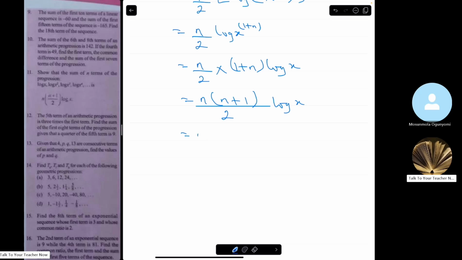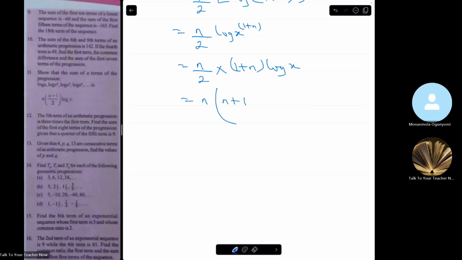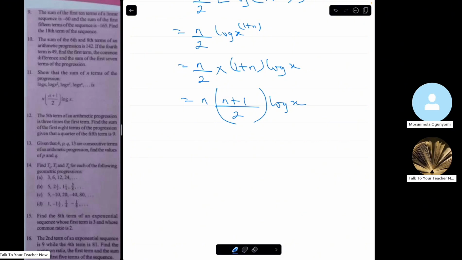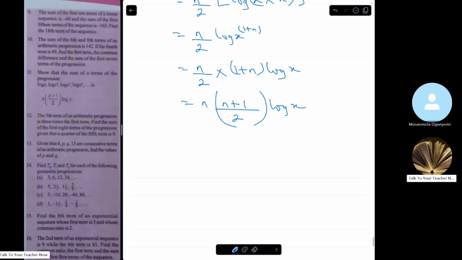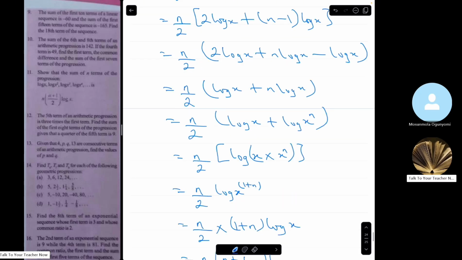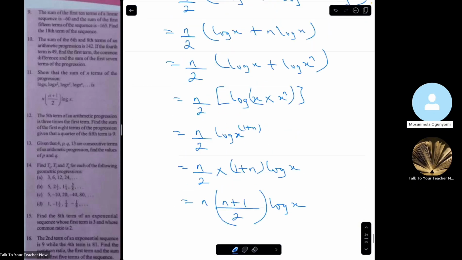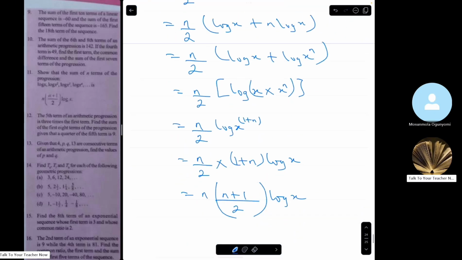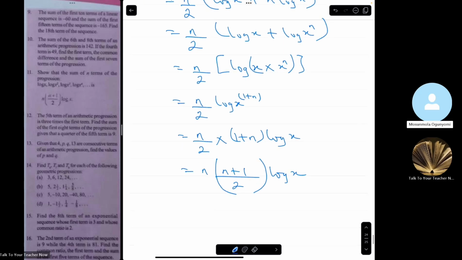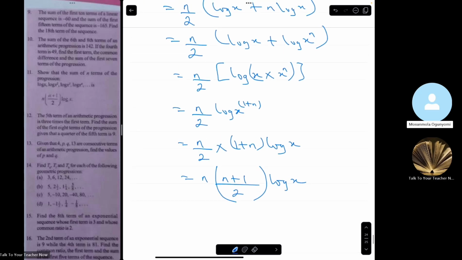You can say n into bracket, why am I even writing it twice? I should just write it once. I can write it this way, n into bracket n plus 1 over 2 log x, just to look exactly as they gave us. Do you understand? Exactly the same as the one they gave us. That was a piece of cake. I didn't even know it was going to be that easy.